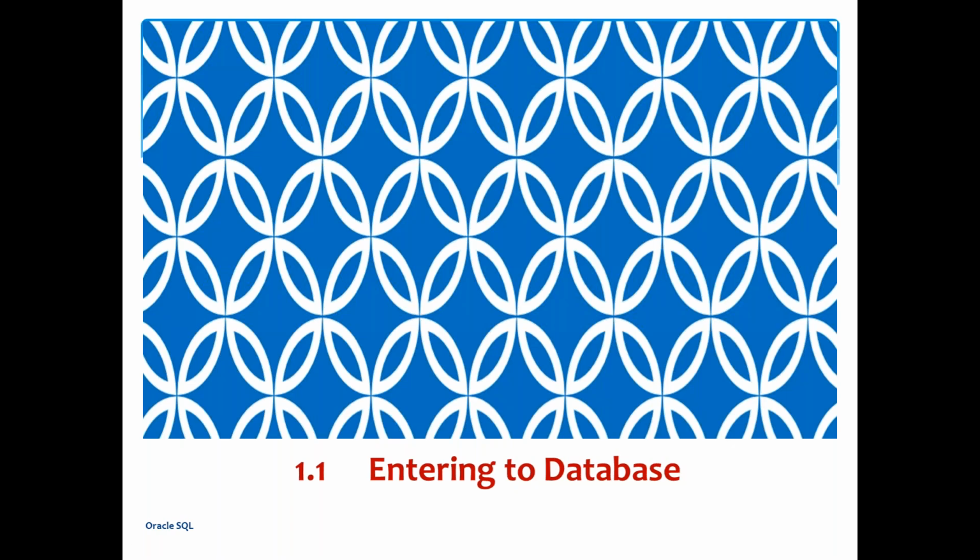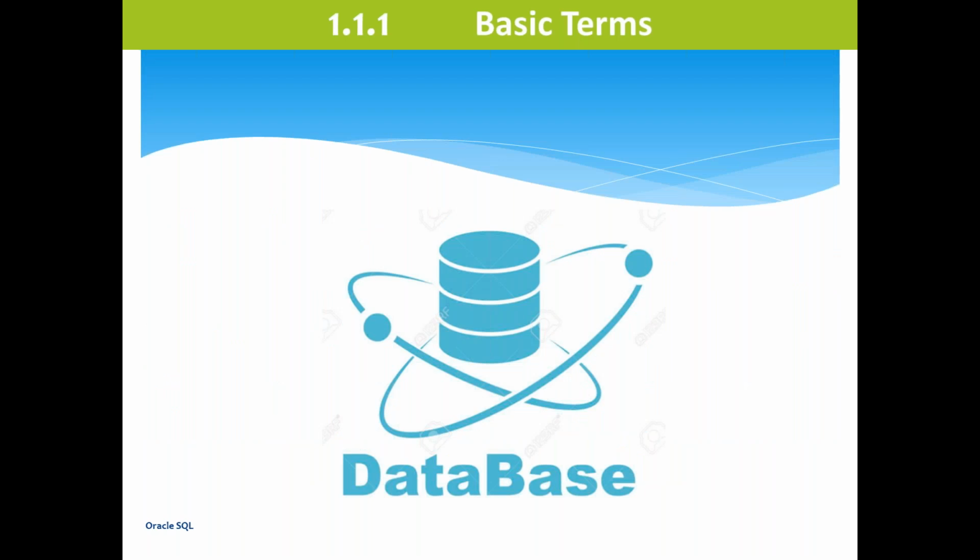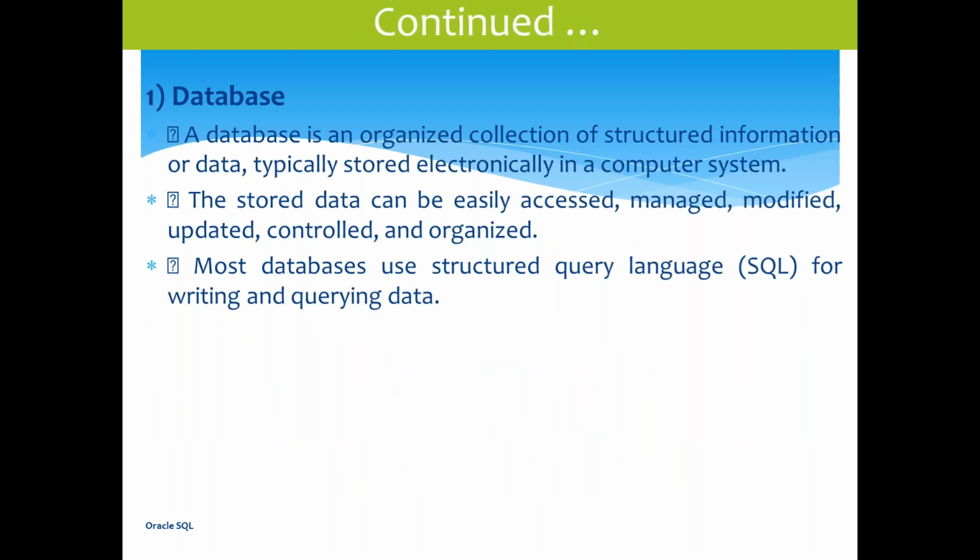Okay, we can enter into database. Some basic terms. What is a database? A database is an organized collection of structured information or data, typically stored electronically in a computer system. So in some system the data will be stored. So what type of data will it store? Some structured information. It should be with some structure, present in some systematic way. That's why it is called structured information.